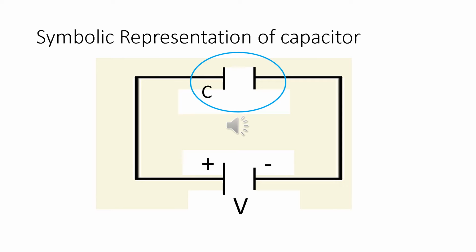Now, tandaan nyo rin that this is the symbolic representation of a capacitor in a schematic diagram of a circuit. Etong C, siya yung two parallel lines. Yan, capacitor yung symbol na yan.